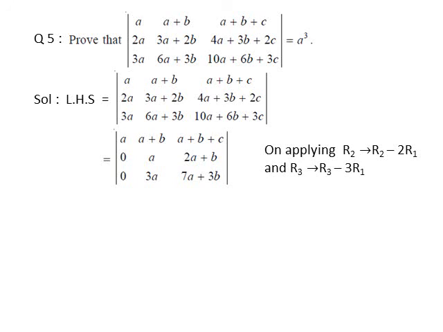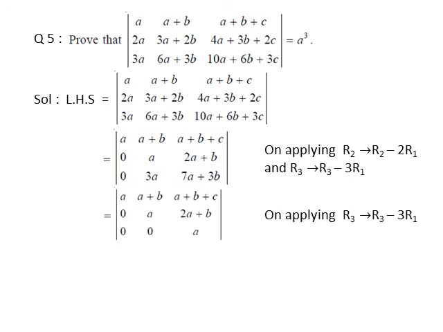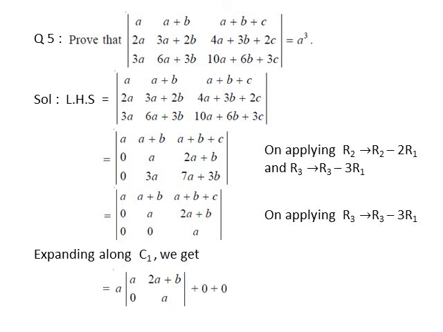Students, you can also apply these two operations after taking a as common from C1. As we have created two zeros in C1, after this we can expand it along C1. But to reduce simplification, we can apply more operations also. Here, in next step, I have applied one more operation, that is R3 is to R3 minus 3R1. After this, we can expand it along C1 as shown. Simplify it, we get value of determinant equals to a cube.